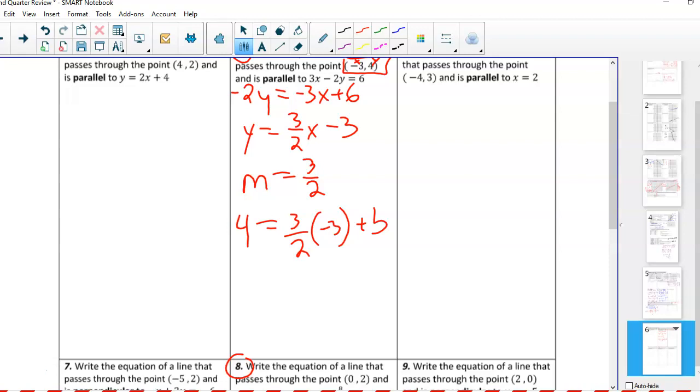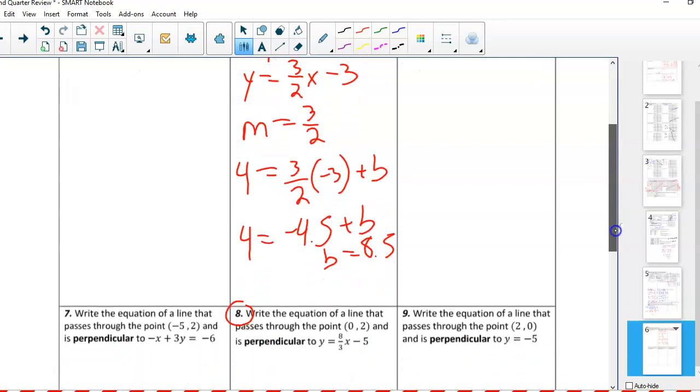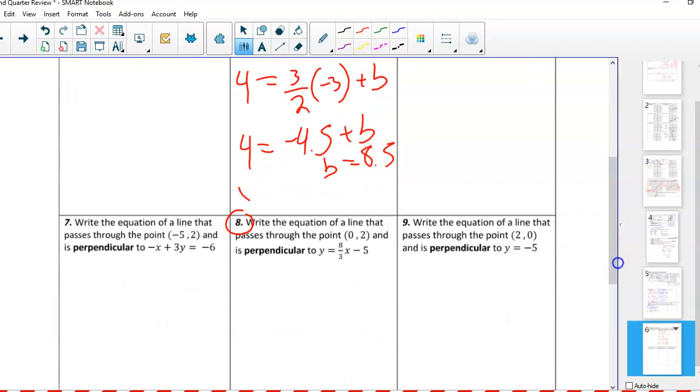What is 3 over 2 times negative 3? Negative 4.5, or negative 9/2 if you left it as a fraction. If we add 4.5 to both sides, what is b? 8.5. But remember, that's not your final answer. We need an equation. What is our equation? y equals 3 over 2 x plus 8.5.